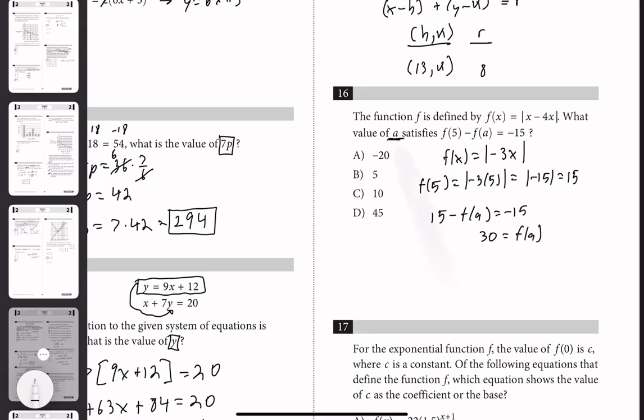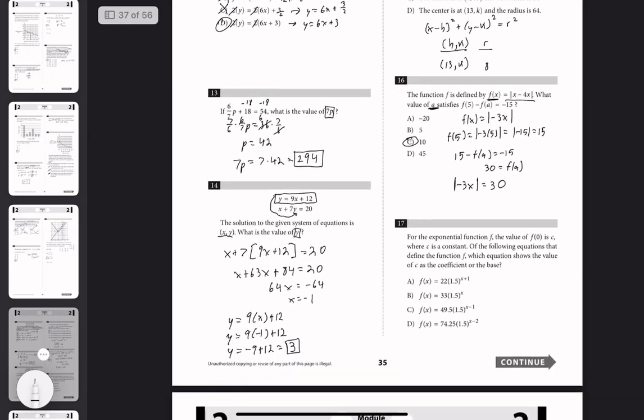Now, what is the value of a, not f of a, but a that satisfies the equation? So f of a is just the equation they give us, f of x, but we're just plugging in a value of a. So if I write this out, we know that this is negative 3x since we simplified the equation already. Negative 3x is equal to 30. We know that negative 3 times x must equal 30 when we take the absolute value of it, and the only answer that satisfies that is C.